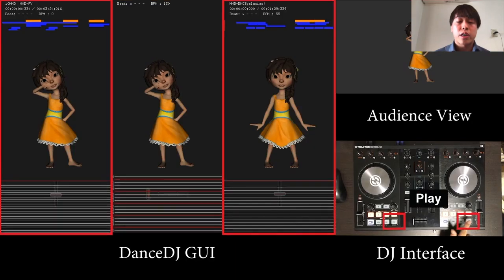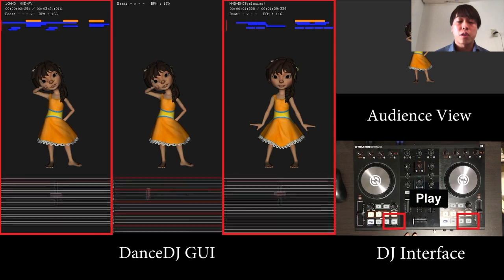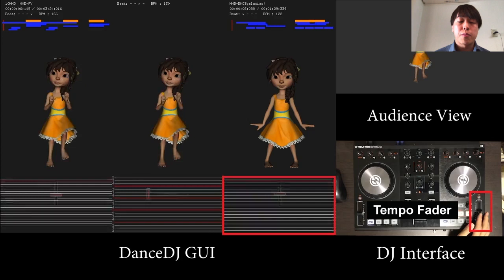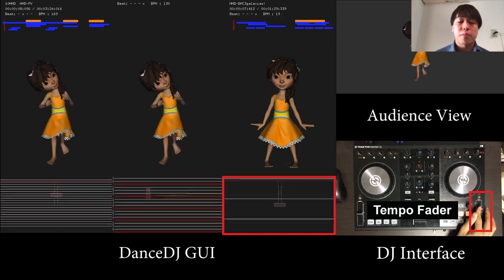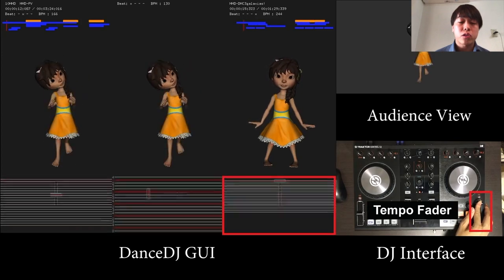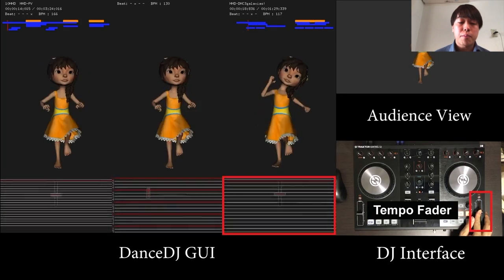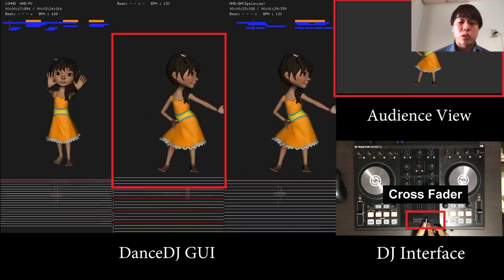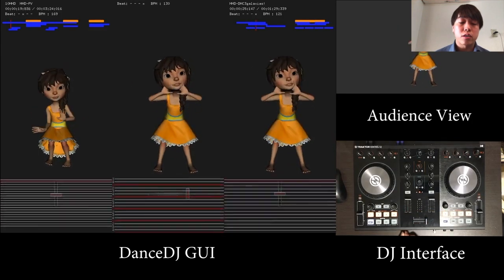This is the GUI of Dance DJ and the audio view of the system. On both sides of the Dance DJ GUI, there are two different character motions. In the middle, there is a blended result of A and B, and the master tempo of the music is also displayed. By pressing the play button, the character starts to dance, and by controlling the tempo fader, the speed of each dance motion changes. Using the crossfader, you can switch which dance motion to show to audiences.